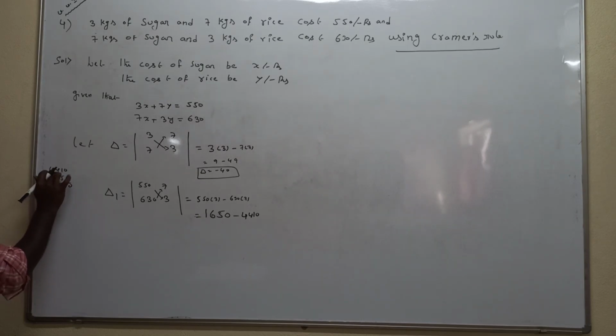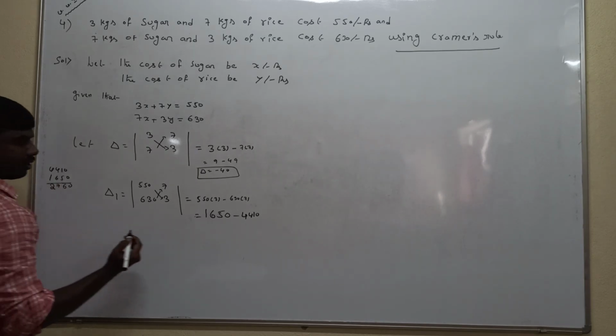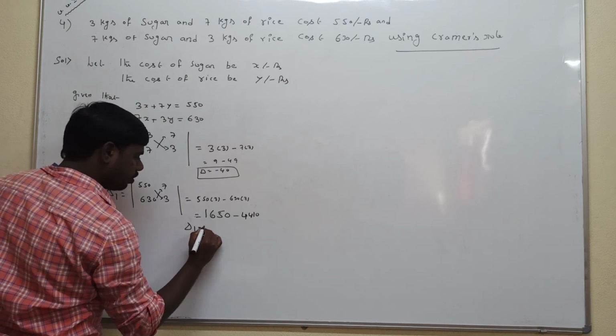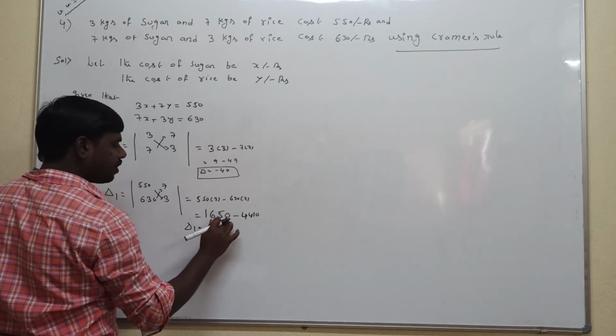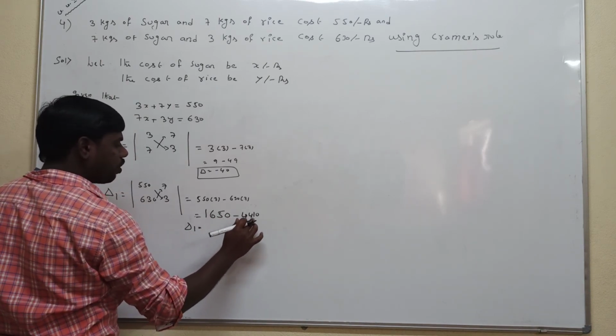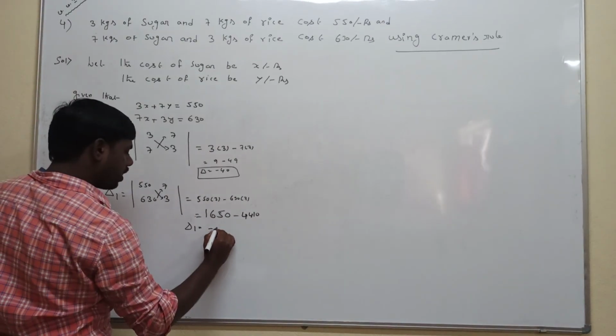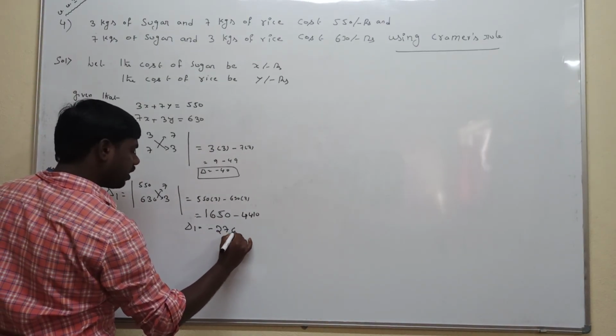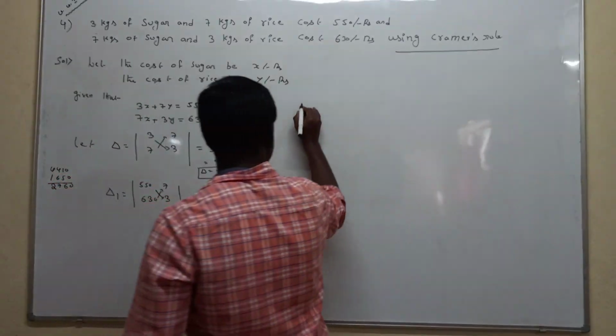Next, how many elements are left here? Only 3. It is not subtracting the 6. That's why we are taking 1. 13 minus 6 is 7. Remaining here 3 minus 1 is 2. So what is the highest value symbol taken? That's why 2760. So delta 1 is equal to 1650 minus 4410, the value is minus 2760.